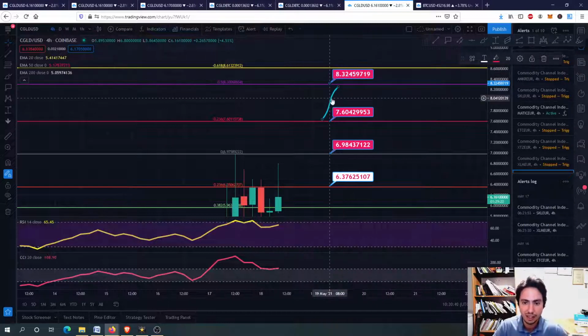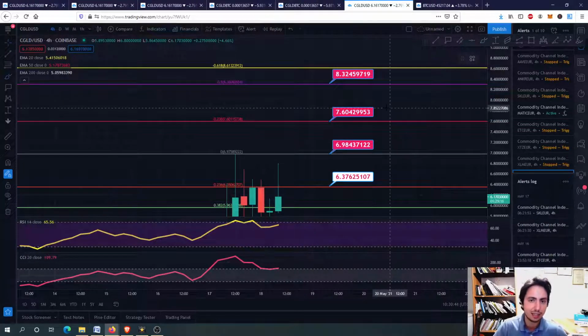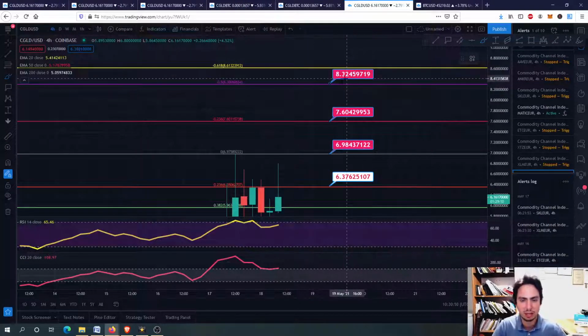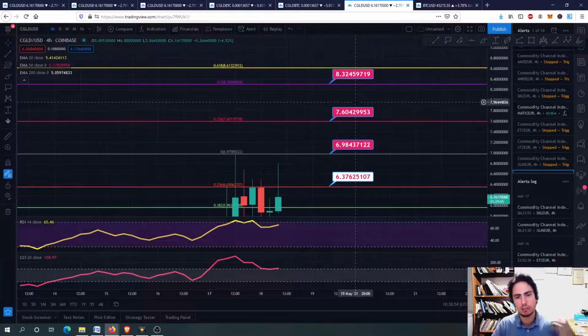8.32, around there USDT, because we saw with Matic that our price target was 2.04, but we broke the minus 0.236 and we went to 2.12, guys. So right now these are the price targets. First of all, 7.60, and secondly 8.32 to 33 USDT.